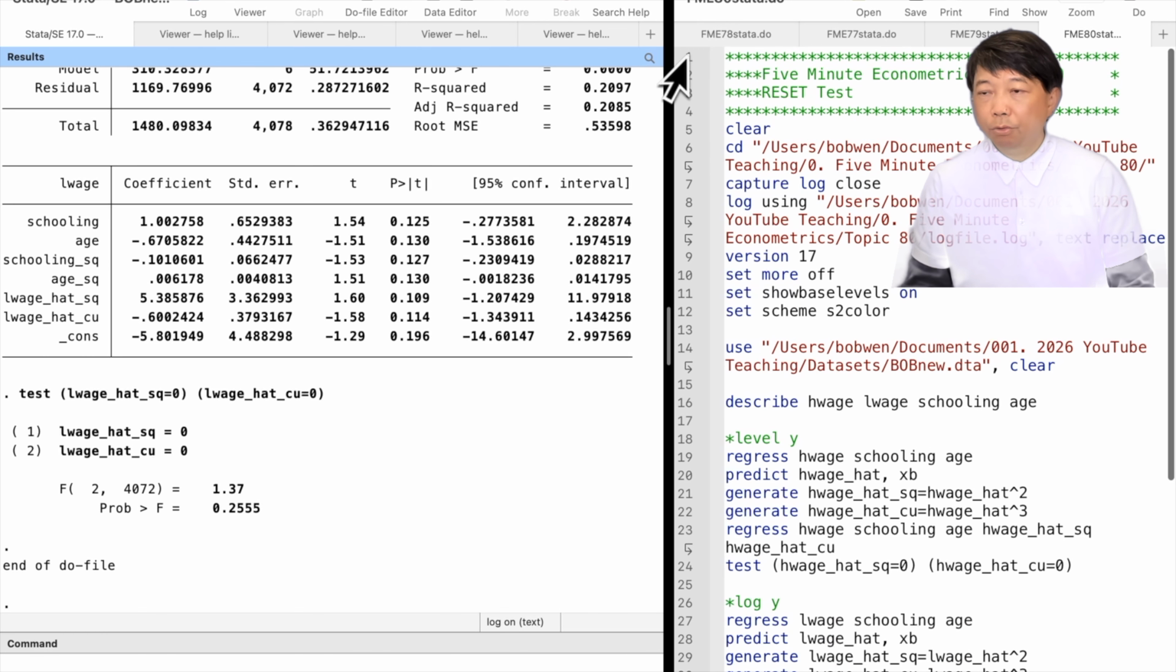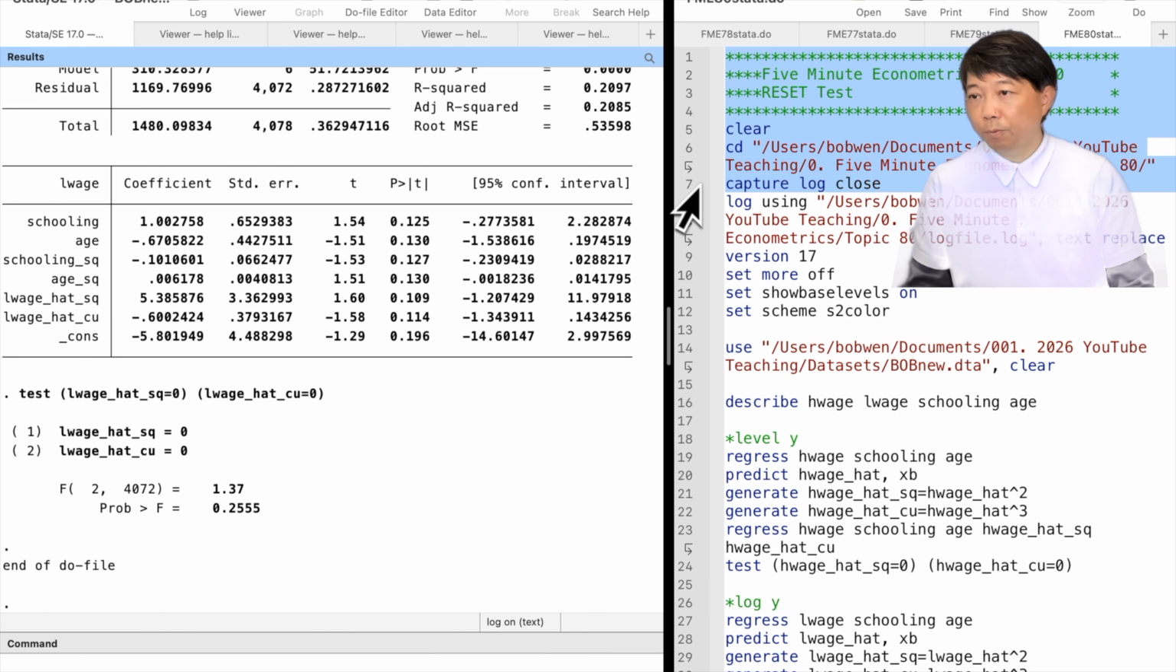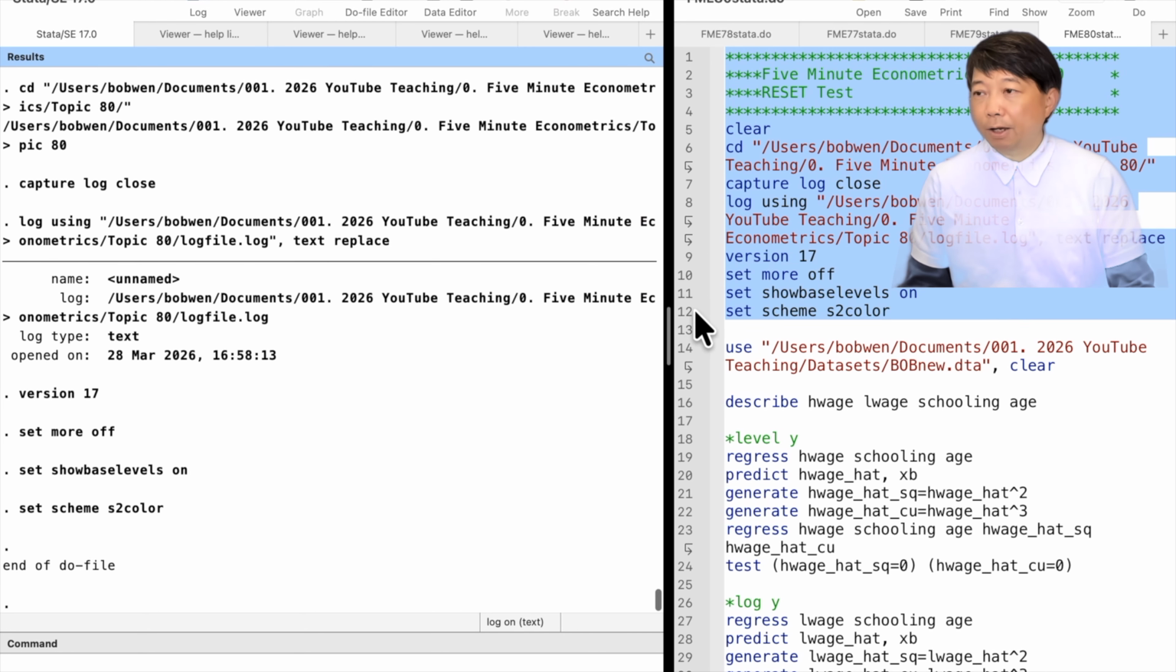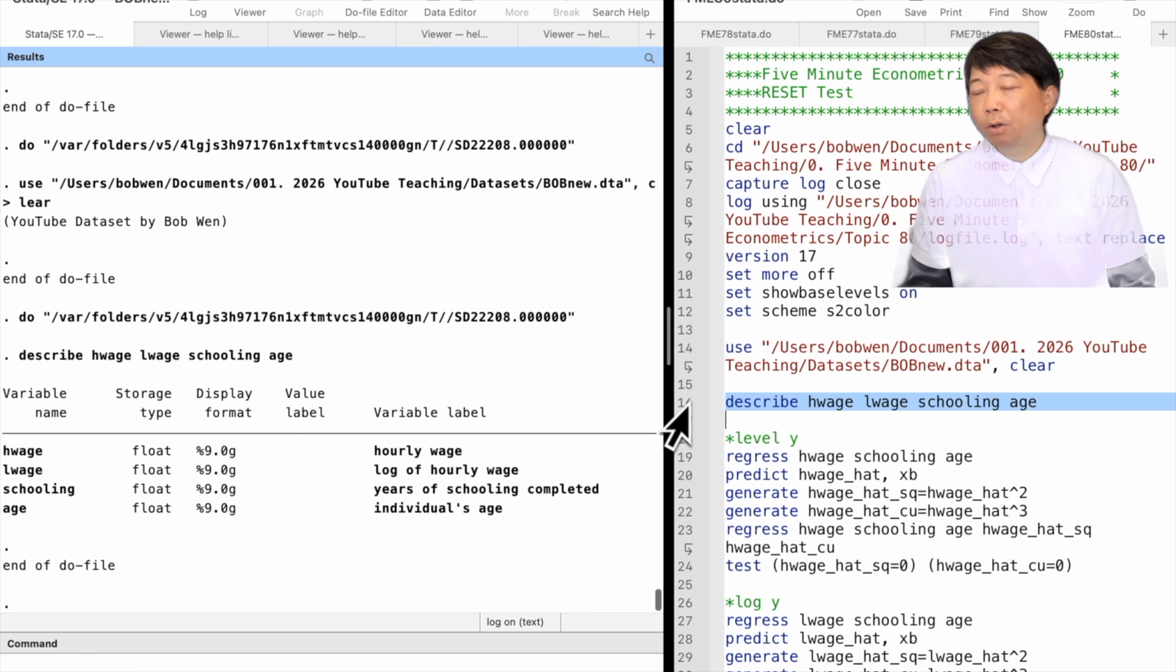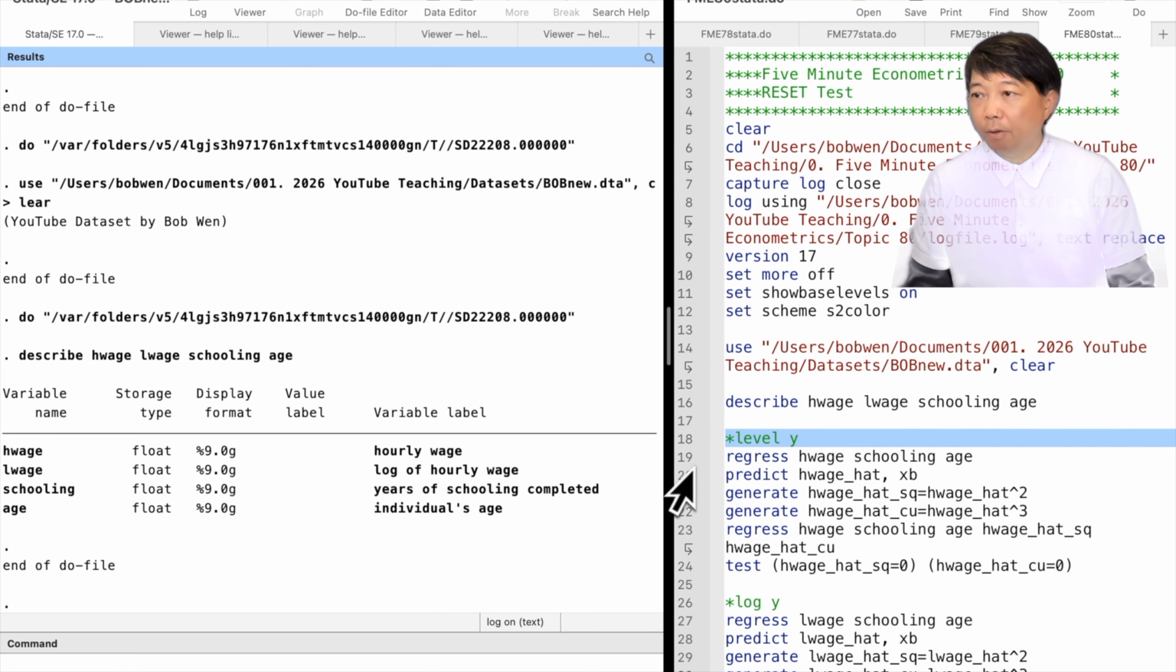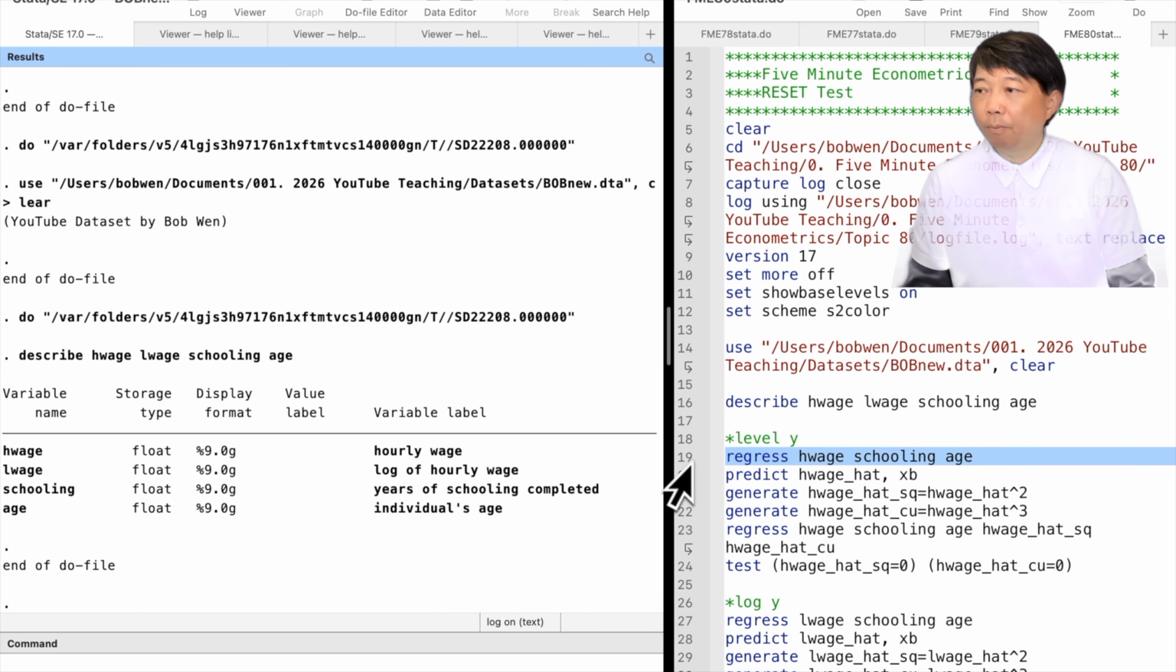We will test three models for their functional forms using RESET in Stata. The model relates hourly wages to education and age. We first use the level term of hourly wage as the outcome variable.